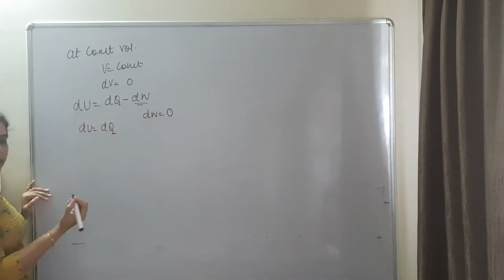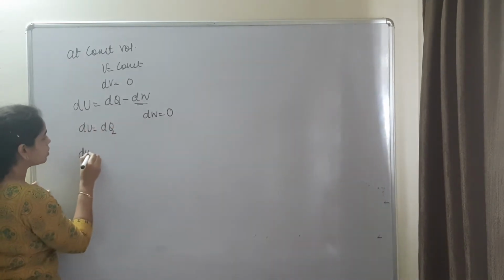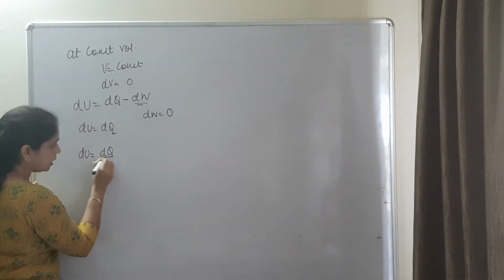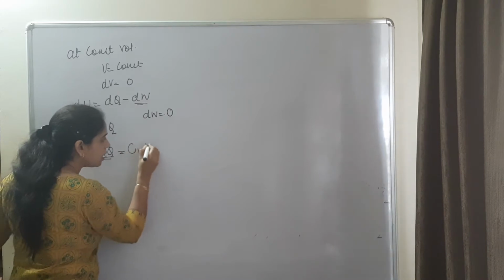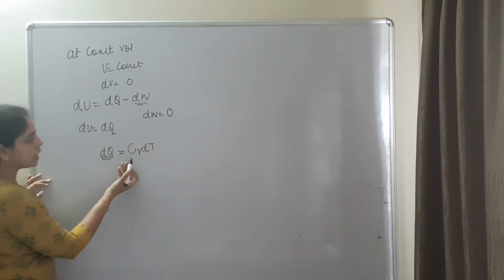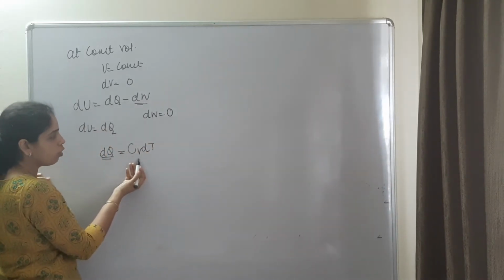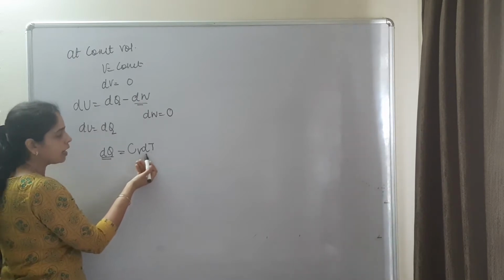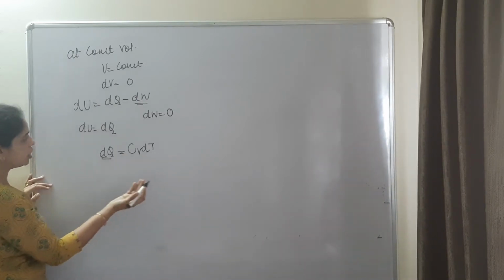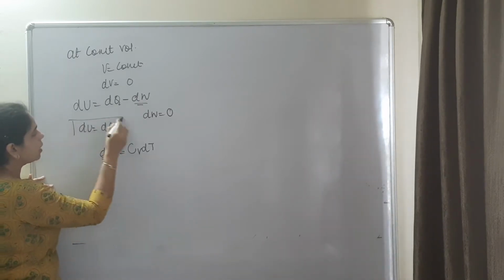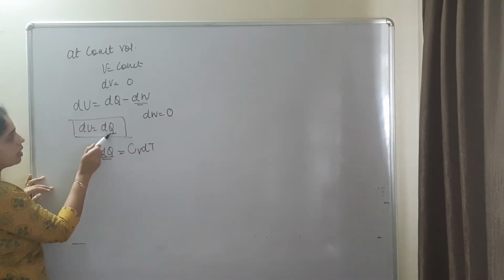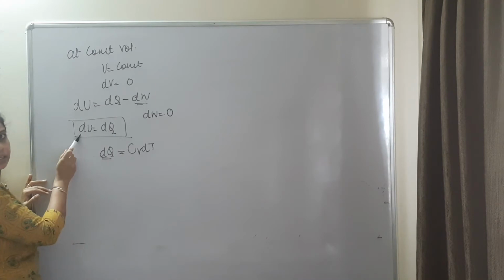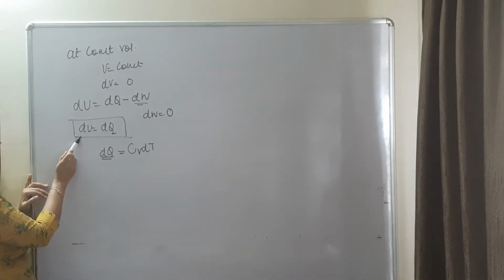And for an ideal gas, we know that du, or dq basically for an ideal gas, is equals to Cv dt, which is the heat capacity at constant volume, and the rise or increase in temperature or change in temperature. And here you can see that heat interaction is equal to the increase in internal energy of the system.